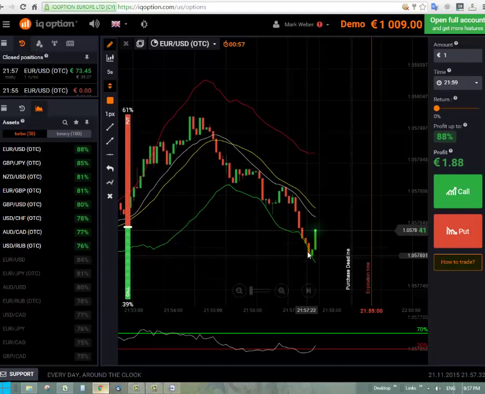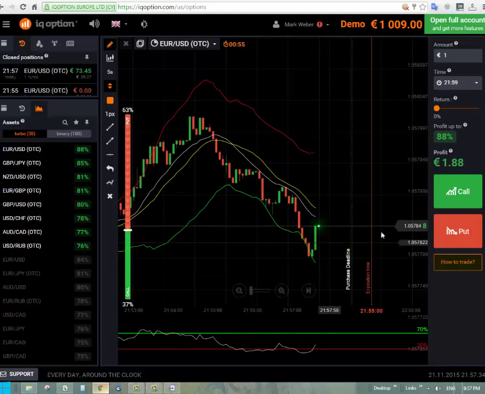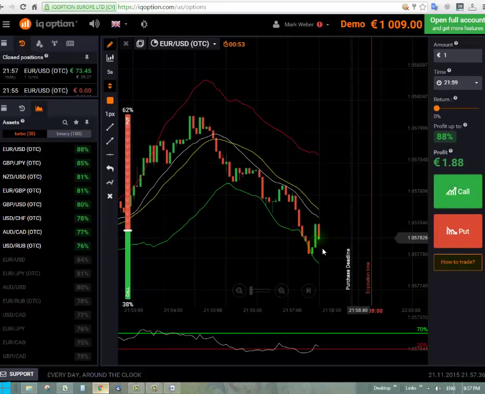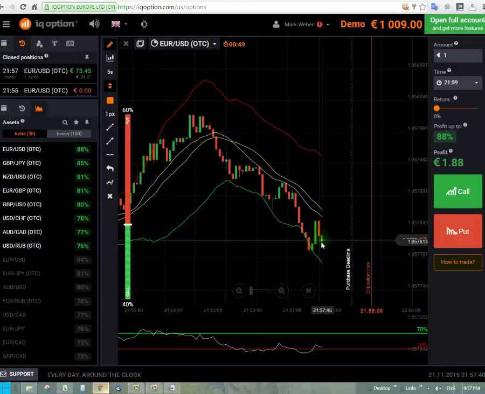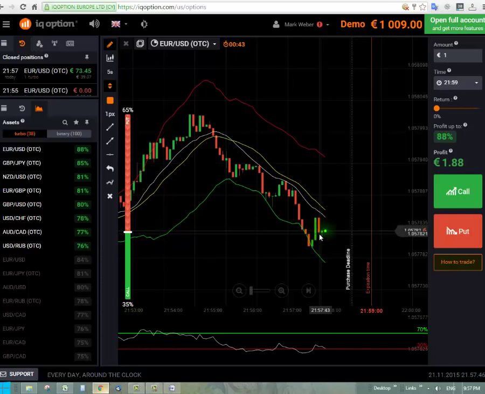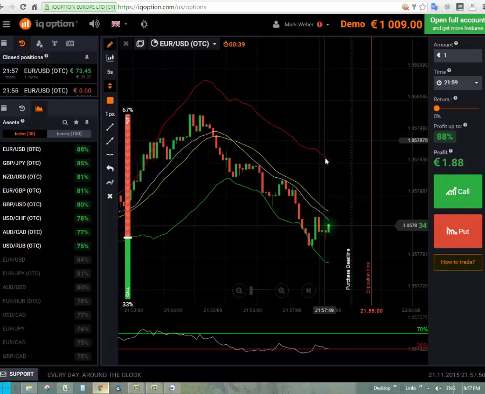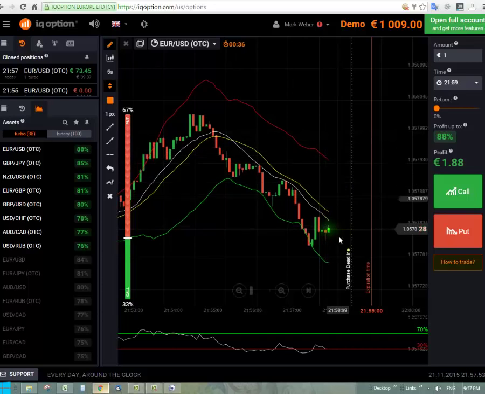We lost this position. It will be okay to open a call position. And now we'll have to wait for the circumstances, for the price either to hit the bottom line or hit the upper line.